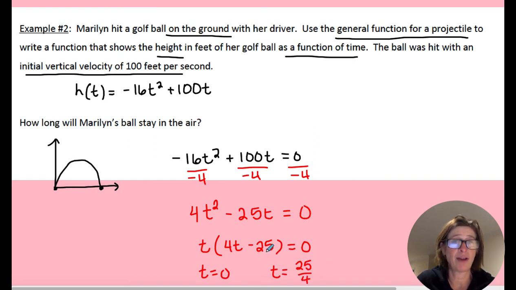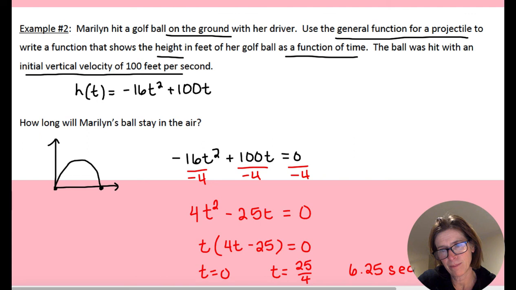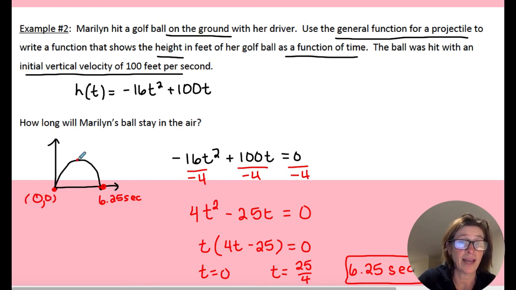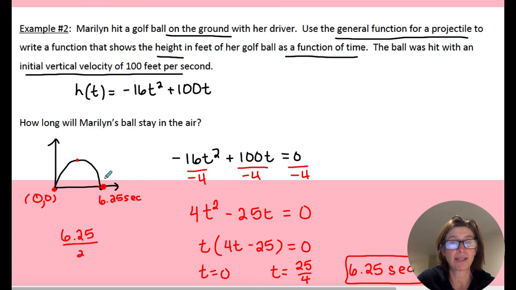All right, and so after how long? That would be 6.25 seconds. I just want to point out one thing too. If this is 0, and this is 6.25 seconds, I know the x coordinate of the vertex. It's going to be halfway, right? So it would just be the average of that. So it would be 6.25 divided by 2, whatever that works out to be. So I want you to think about that when you're looking at those graphs, okay?